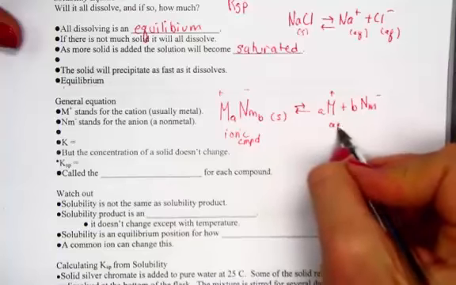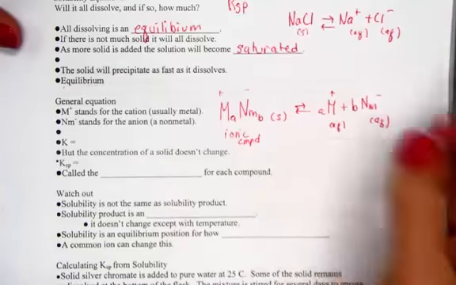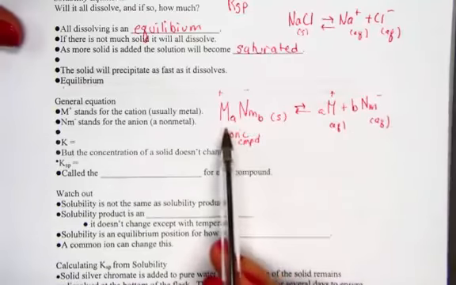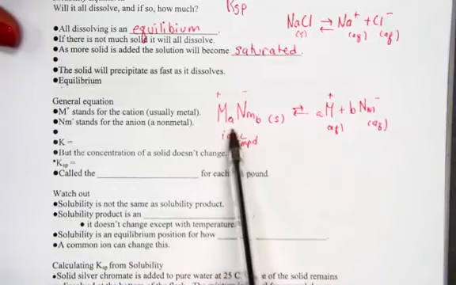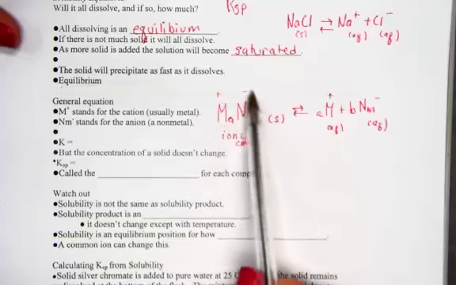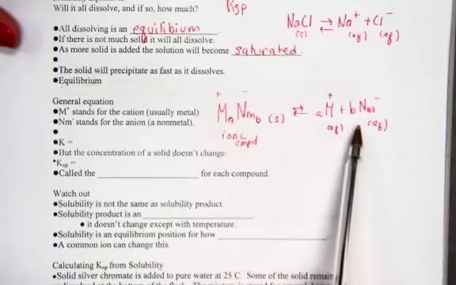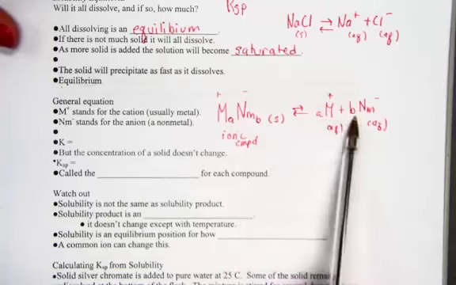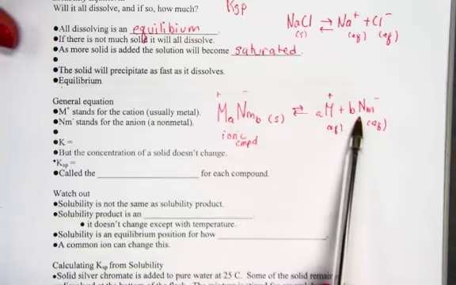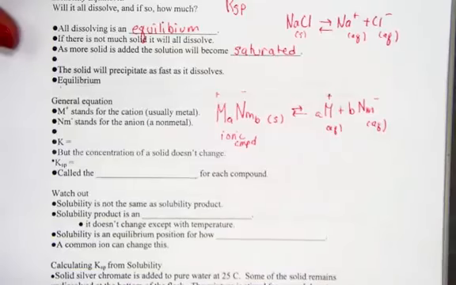We have aqueous ions on the right, a solid ionic compound on the left, and as we begin to think about a process of dynamic equilibrium, an ionic salt dissociates to form its ions. The subscripts then become the coefficients on the product side. The process of dynamic equilibrium is simply a dissolving process of physical change.